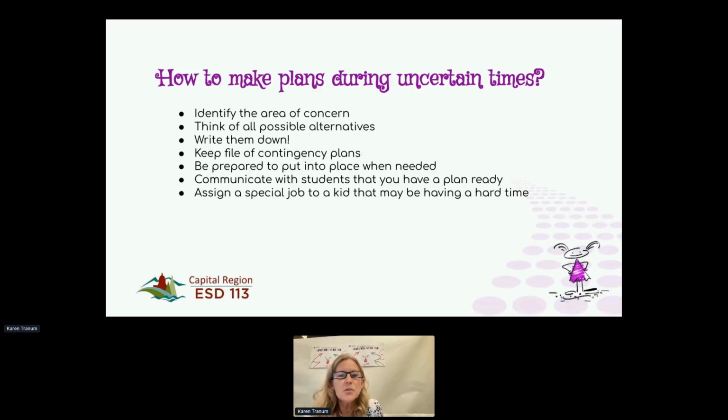So how do you make plans during uncertain times? Now, we've gone through some of them, but I cannot address everybody because you all have different plans. You all have different arrangements, different classrooms, different configurations. So how do you make them? You identify the problem or the concern. Think of all of the possible alternatives. This is where you just are racking your brain going, okay, what could we do if they do that?